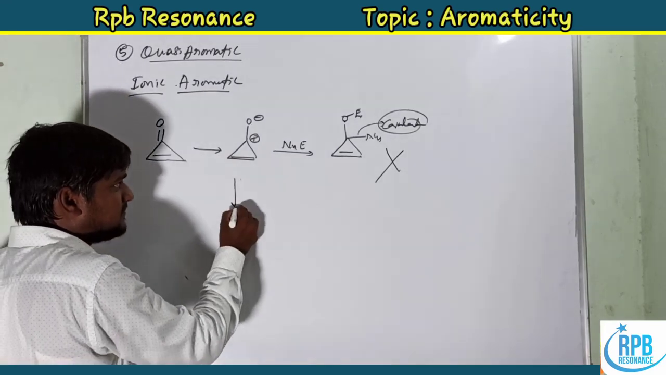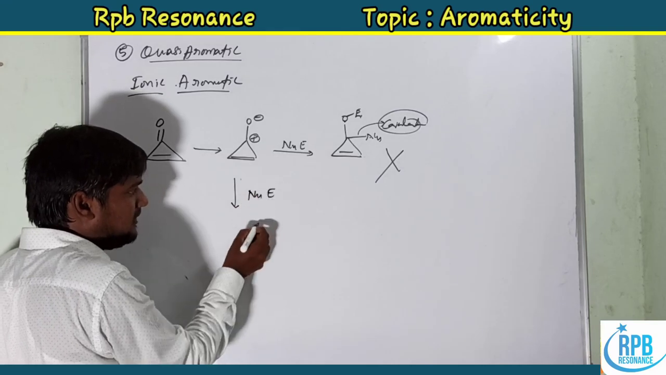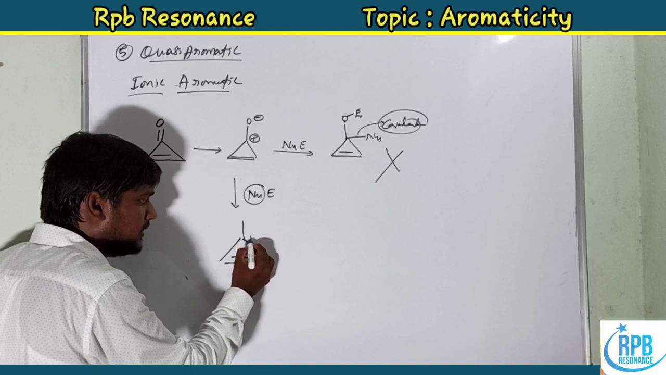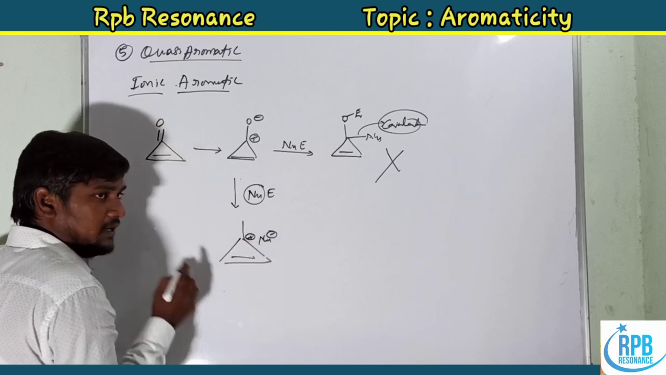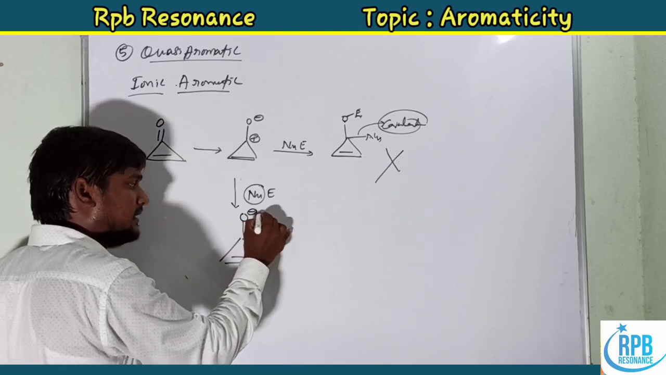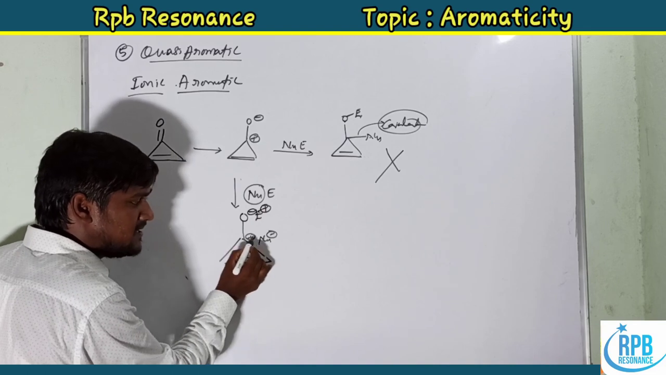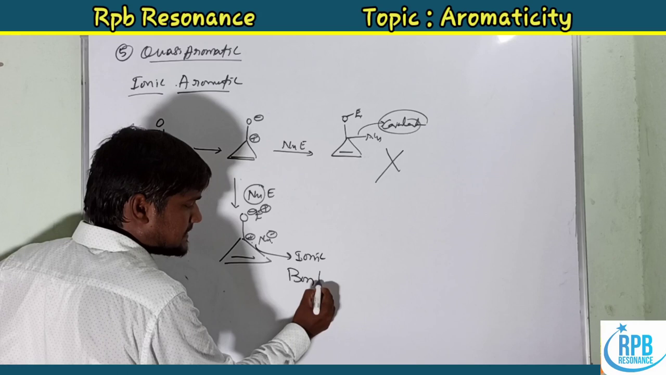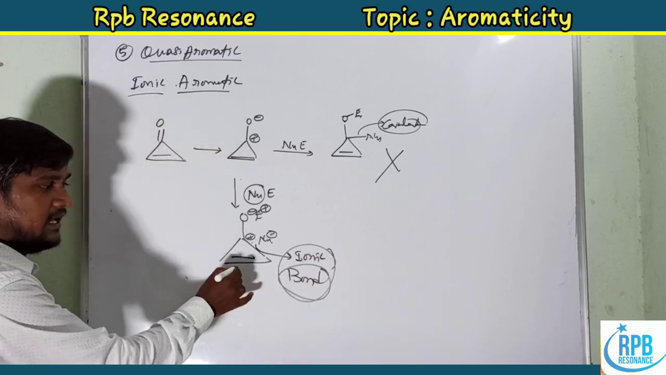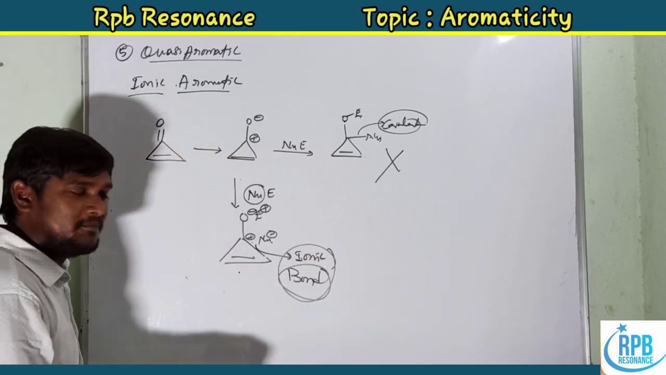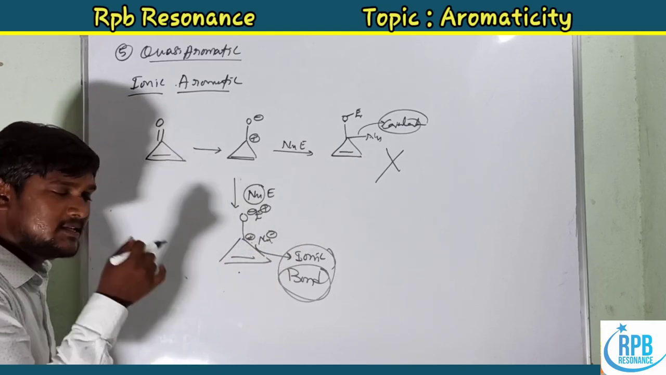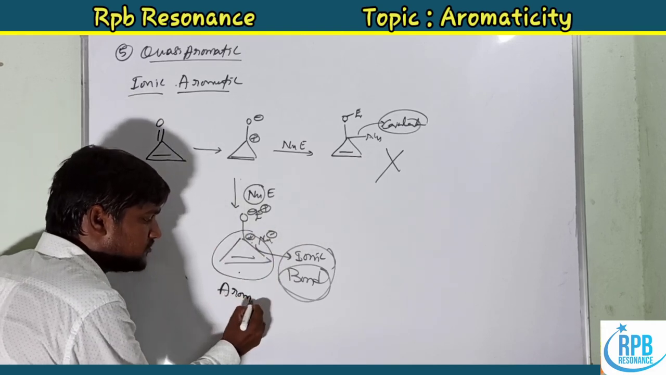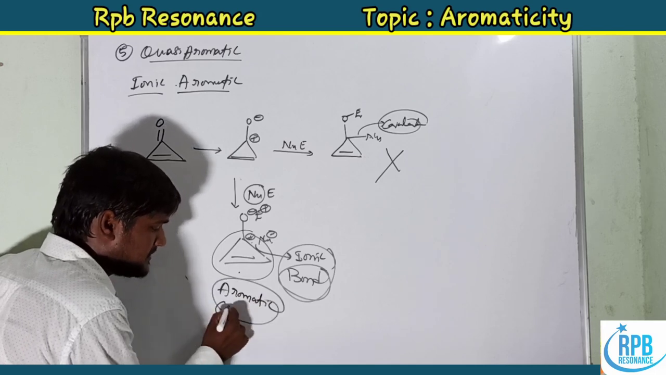With covalent bonds, we cannot observe the quasi aromatic nature. But in the case of nucleophiles and electrophiles which form ionic bonds, here it is positive, and here the nucleophile is negative, so O minus and E plus. These positive and negative charges mean an ionic bond is developed. Those ionic bonds with positive and negative charge obey aromaticity, so those types of compounds are called quasi aromatic.